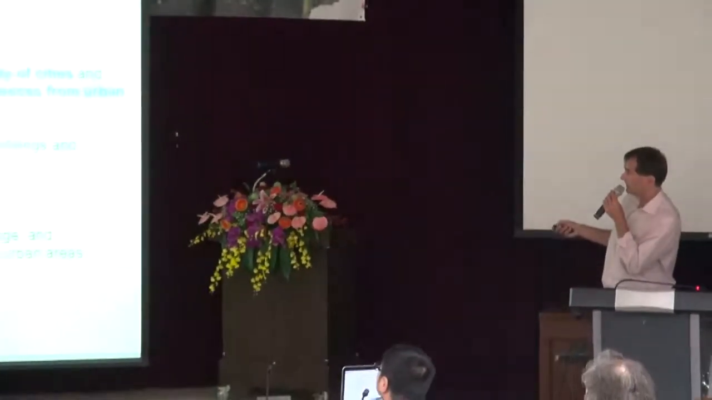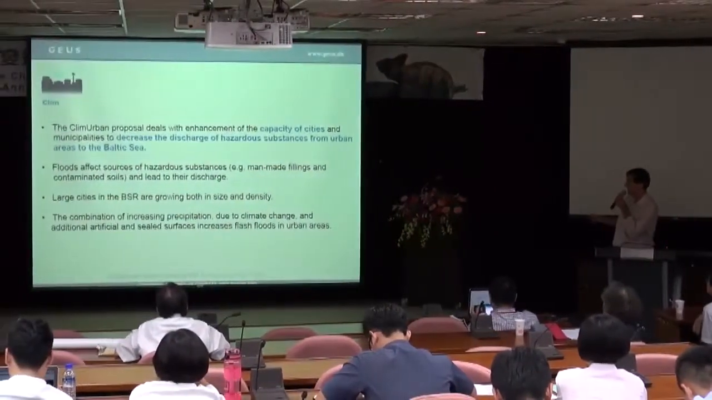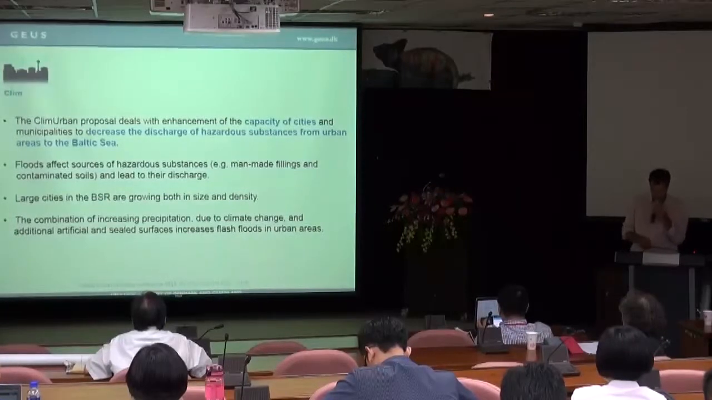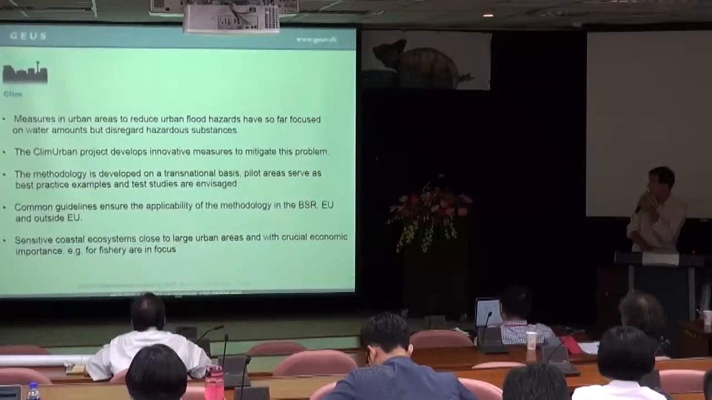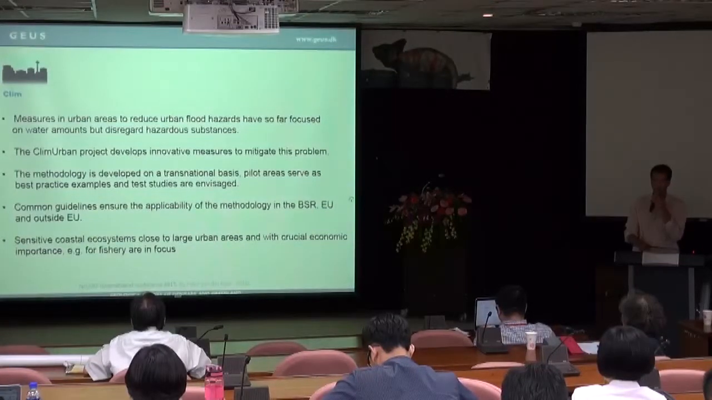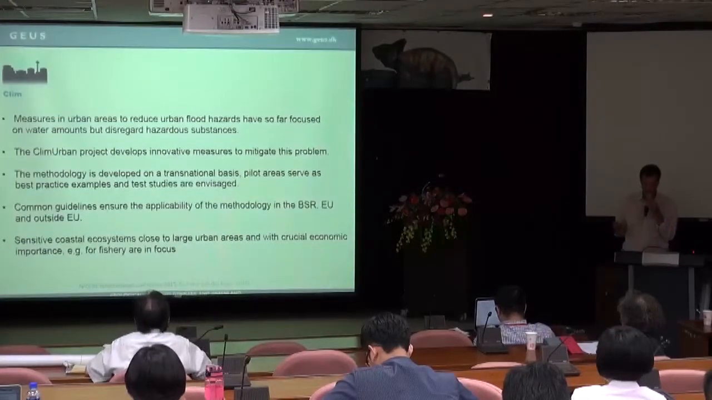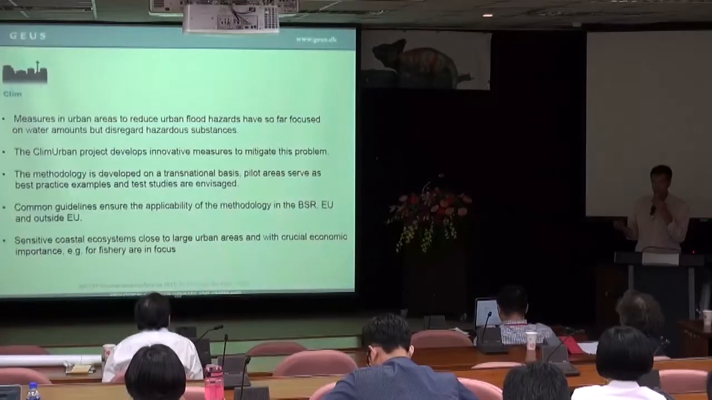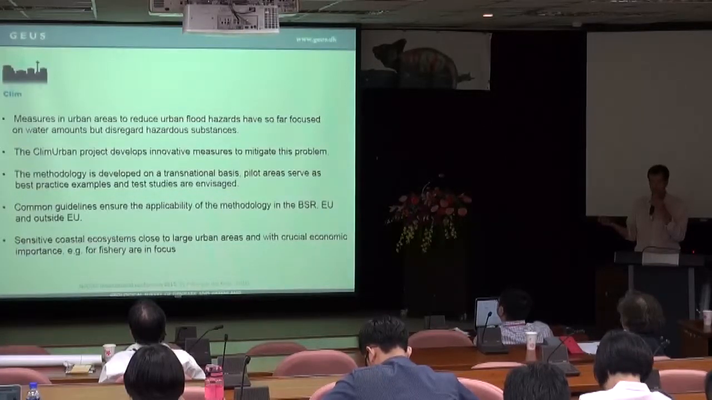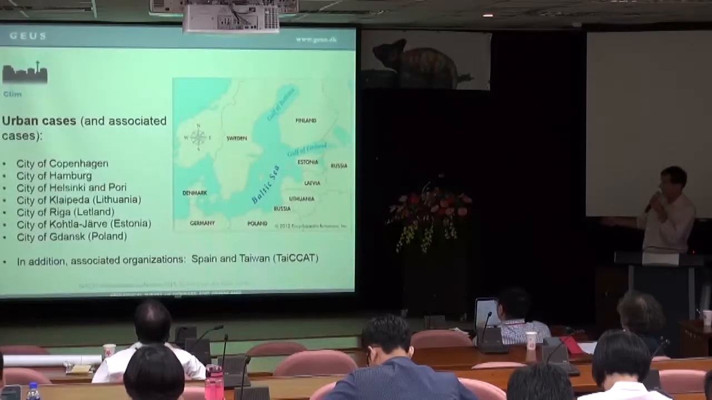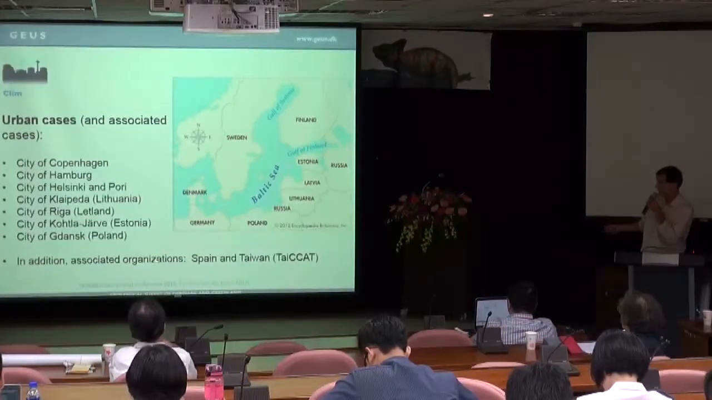So what we look at is the capacity of cities to decrease the discharge of hazardous substances from urban areas to the Baltic Sea. That is the main part of the proposal. How can we do this? Different measures you can think of are developed, applied and tested for different cities around the Baltic Sea, and we hope by doing knowledge sharing to share experiences from these Baltic cities to Taiwanese cities also. The cities involved are Copenhagen, Hamburg, Helsinki, and, as mentioned before, the associated organization for Spain and Taiwan takes part.